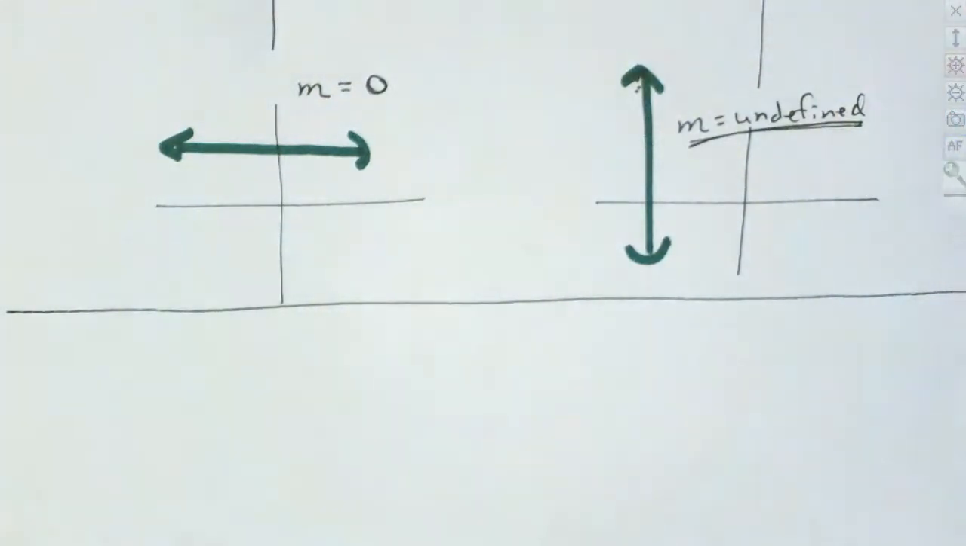Now what we're going to do is we're going to talk about how to graph a line when you're given a point and a slope.